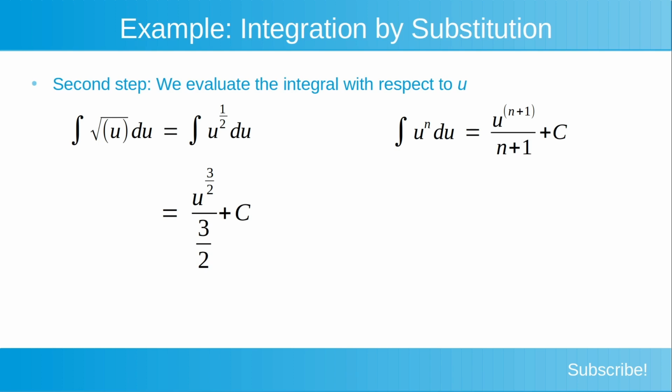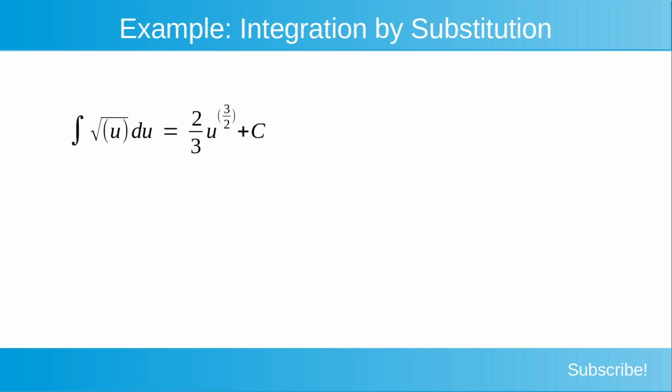We can simplify this a little bit further by applying our rule for dividing by a fraction. When we do that, we get 2/3 multiplied by u raised to the power of 3/2 plus c. And that concludes our second step. So far we have the indefinite integral of the square root of u with respect to u is equal to 2/3 multiplied by u raised to the power of 3/2 plus c.